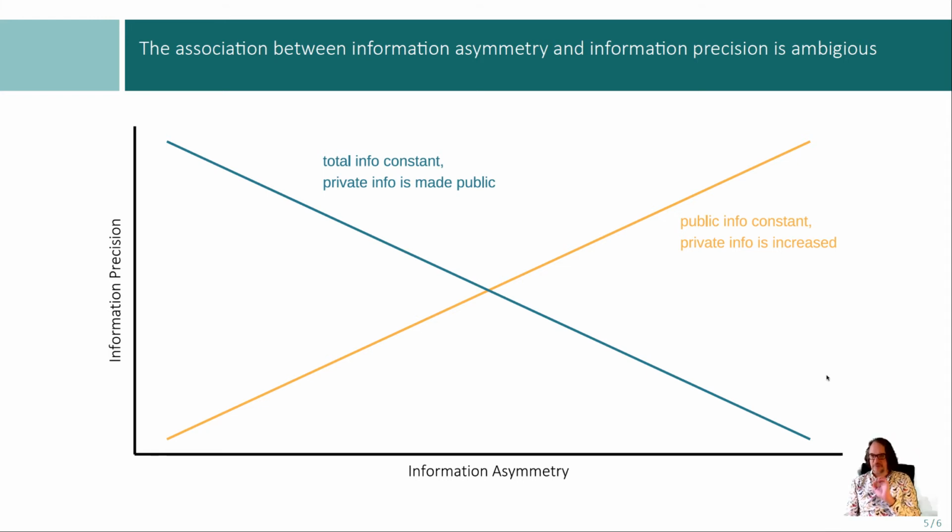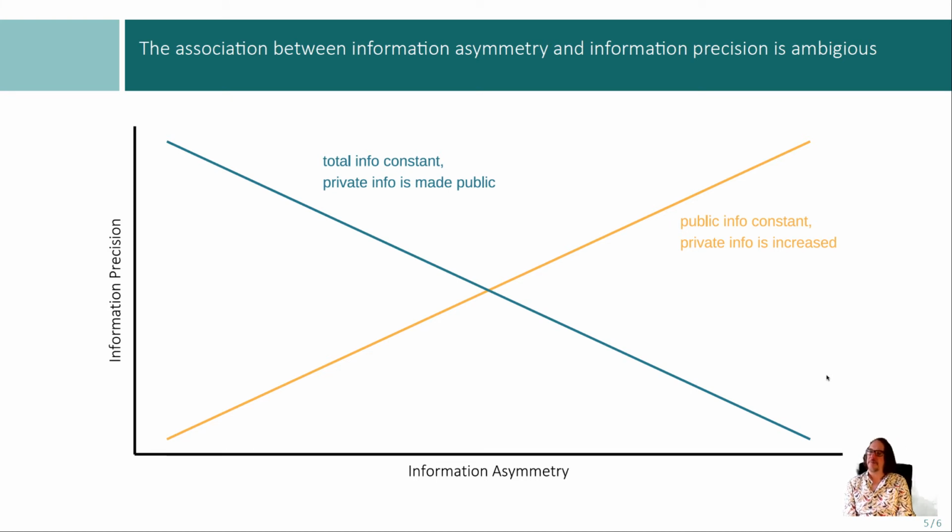So the point that I'm trying to make here is that there is another aspect. You can understand information asymmetry differently, and then this would give rise to this yellow line. So think about the following setting. There is public information around. Everybody shares this public information, so you have no information asymmetry whatsoever. You're on the left-hand lower corner of the yellow line.